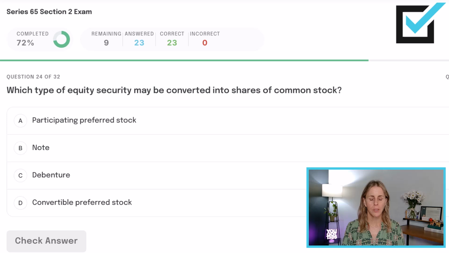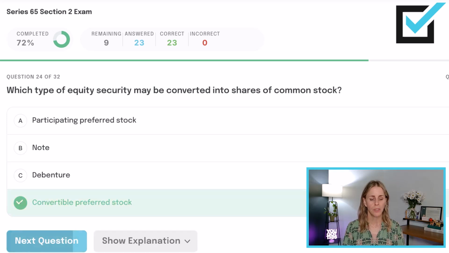Which type of equity security may be converted into shares of common stock? Participating preferred stock, note, debenture. Convertible preferred stock may be converted into shares of common.